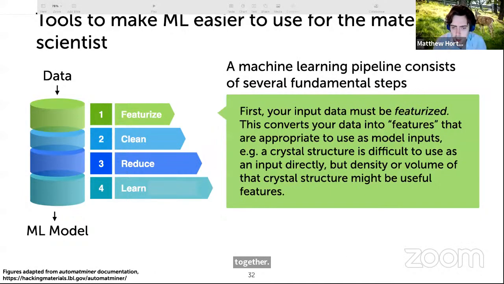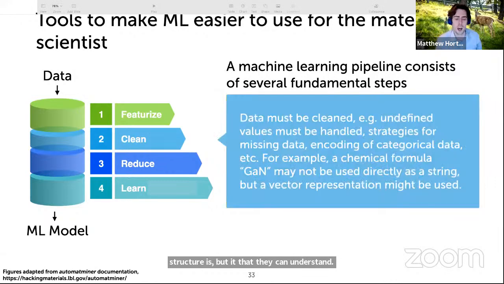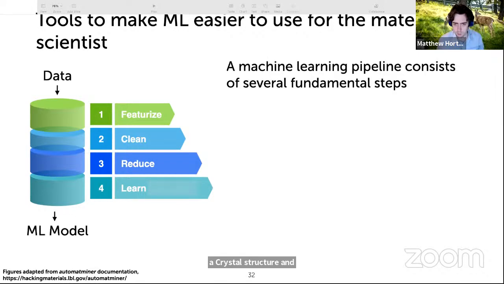To go through these steps one by one, first, you have to featurize your data. This converts your data into features that might be appropriate to use as a model input. For example, a crystal structure on its own cannot be poured into a machine learning algorithm. A machine learning algorithm has no concept of what a crystal structure is. But it can understand a scalar number, like density or volume. And so these might be good features that describe a crystal structure.